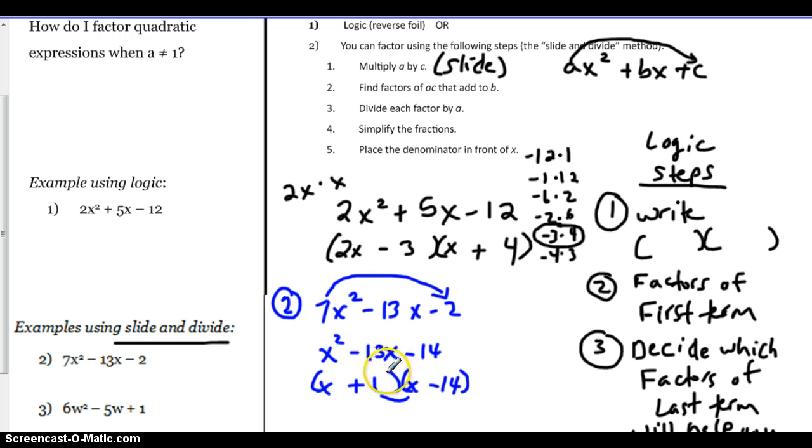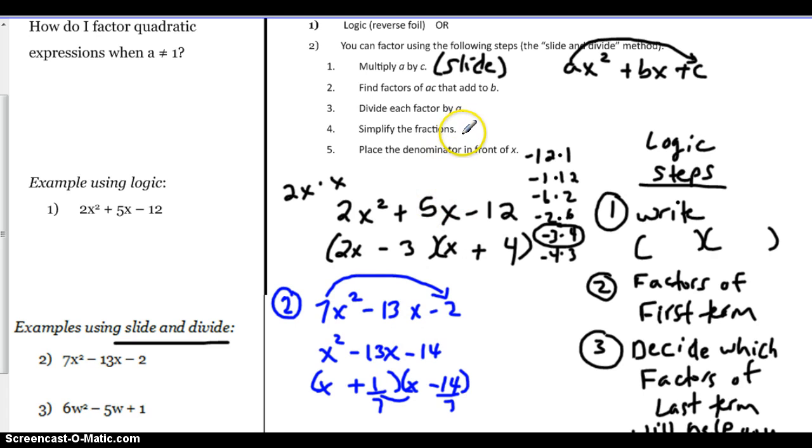So the problem with slide and divide is that at this step it looks like you're done, but you're not. Remember, every time you slide, you have to come back and divide. What we mean by divide is we have to divide each factor by a. So what we slid must come back and divide. We took the 7 over here, so now we have to divide both by 7. It's just the second part of our parentheses where we divide by 7.